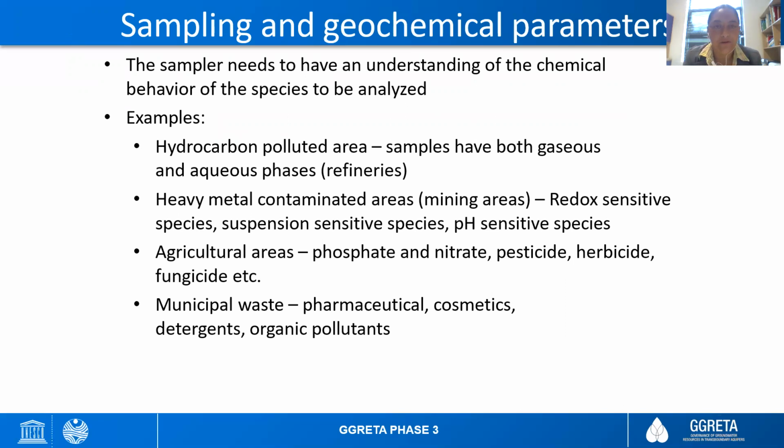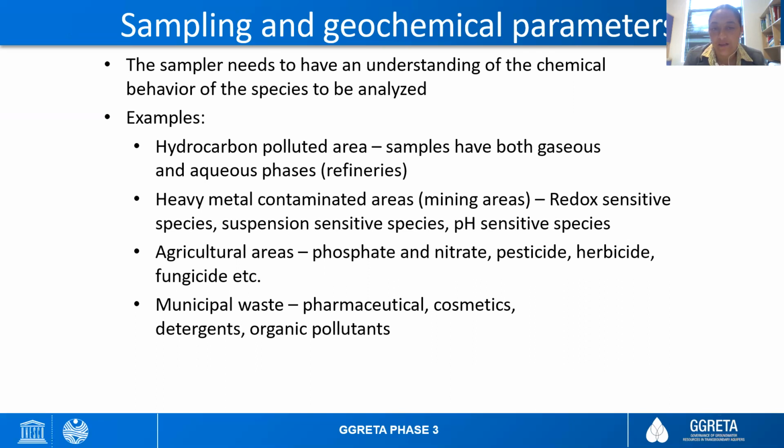So the person sampling also needs to have an understanding of the chemical behavior of the species to be analyzed. Some examples of these, where you have hydrocarbon polluted areas, you need to know that samples have both the gaseous and aqueous phases. And this refers to areas like refineries or areas around refineries. When you have heavy metal contaminated areas, for example the mining areas, you have redox sensitive species, you could have suspension sensitive species and pH sensitive species.